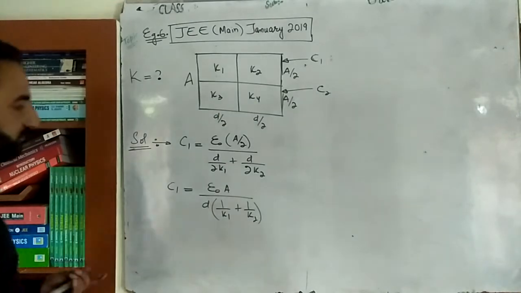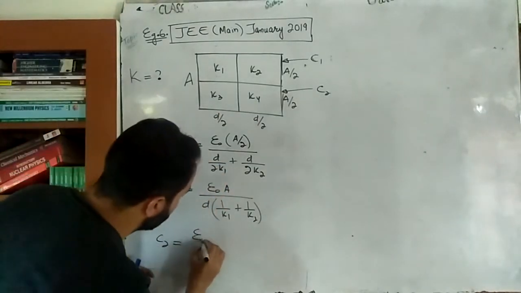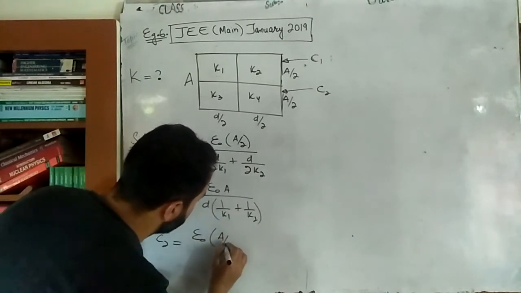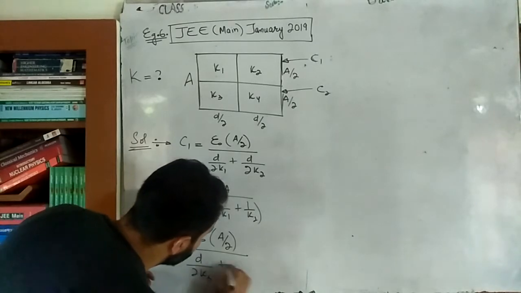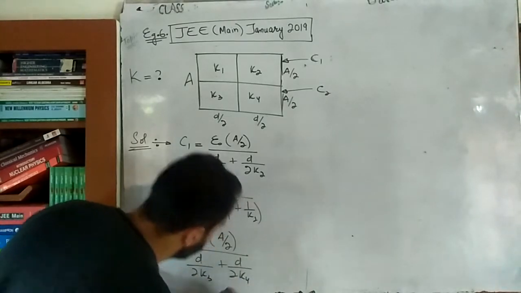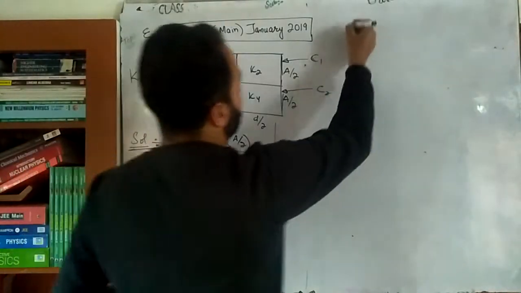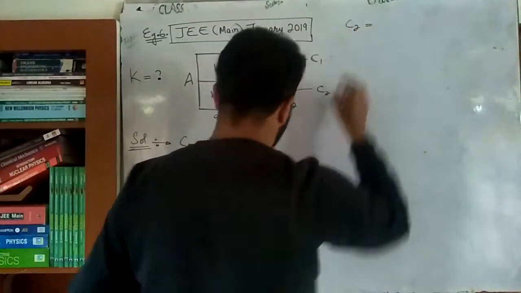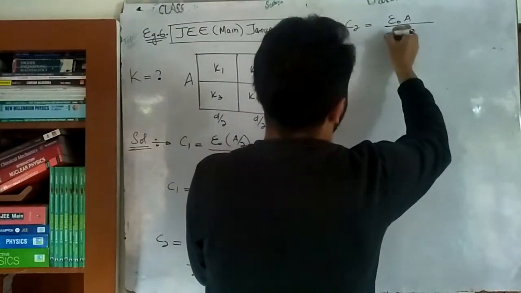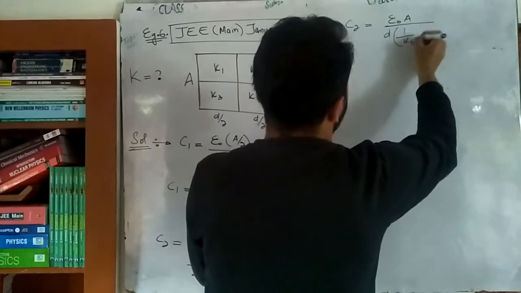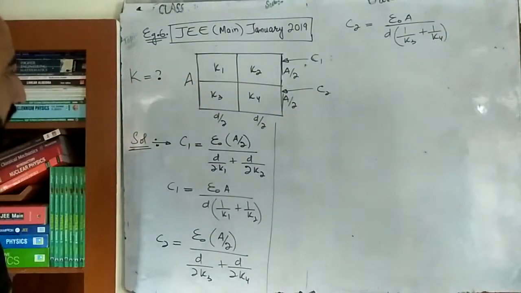Exactly in the same way, we have to calculate C2. So it will again be epsilon naught multiplied by A by 2, divided by d by 2k3 plus d by 2k4. Okay? So here we are. Then I'll write here C2. C2 is how much now? That is equal to, again cancelling, epsilon naught A divided by d, into 1 by k3 plus 1 divided by k4. Fine.